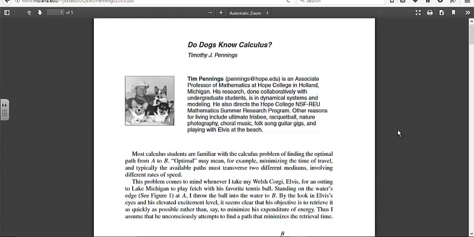Most calculus students are familiar with the calculus problem finding the optimal path from A to B. Optimal may mean, for example, minimizing the time of travel, and typically the available paths must traverse two different mediums involving different rates of speed. That's our problem. This problem comes to mind whenever I take my Welsh Corgi Elvis out for an outing to Lake Michigan to play fetch with his favorite tennis ball. Standing on the water's edge at A, I throw the ball into the water at B. By the look in Elvis's eyes and his elevated excitement level, it seems clear that his objective is to retrieve it as quickly as possible rather than, say, to minimize his expenditure of energy. Thus, I assume that he unconsciously attempts to find the path that minimizes the retrieval time.